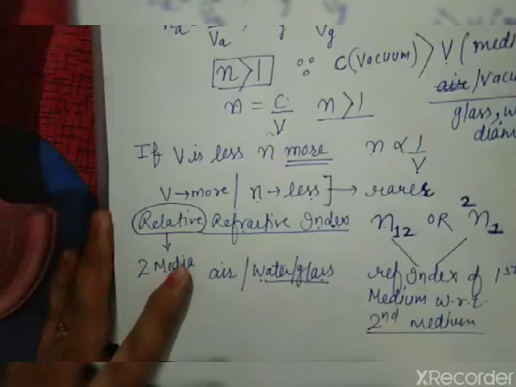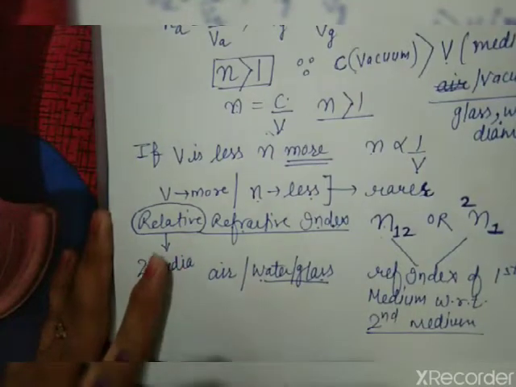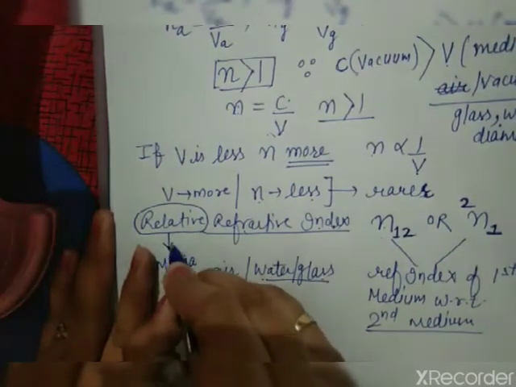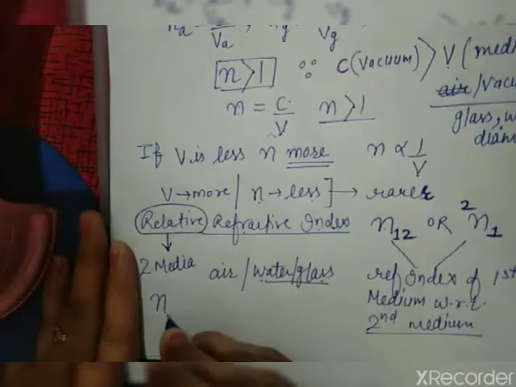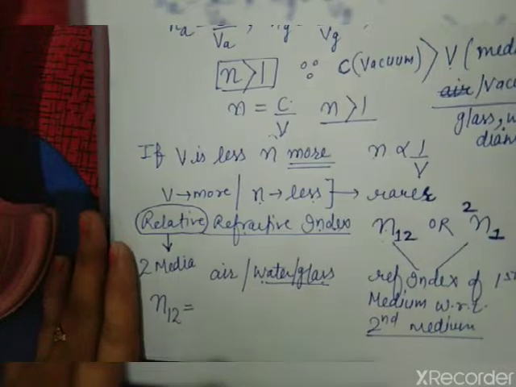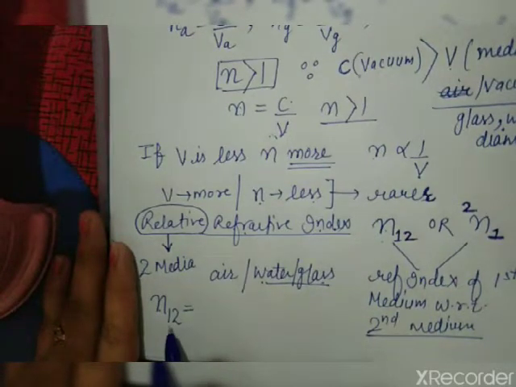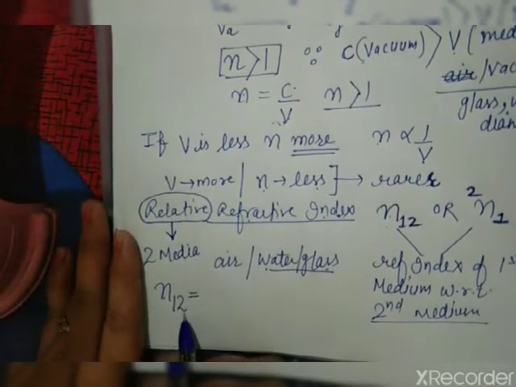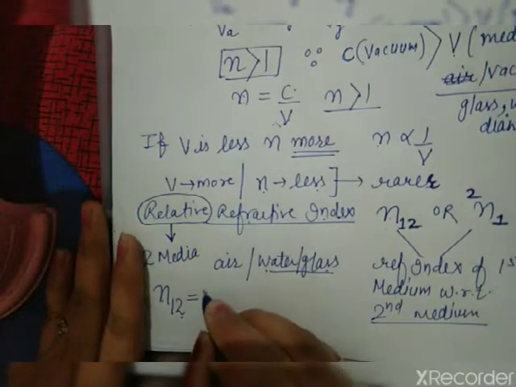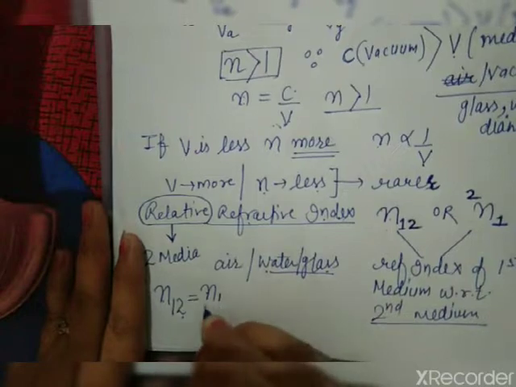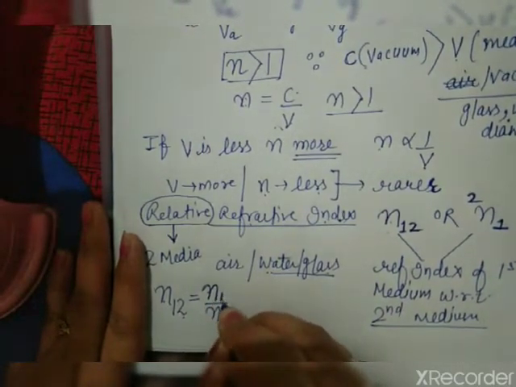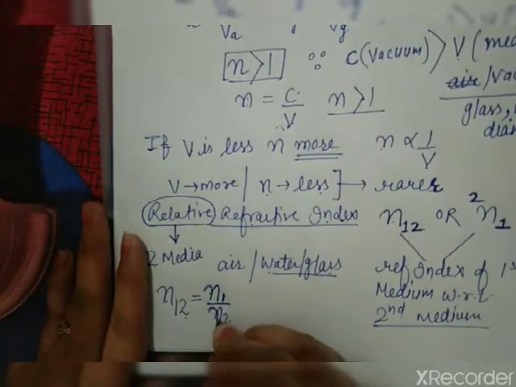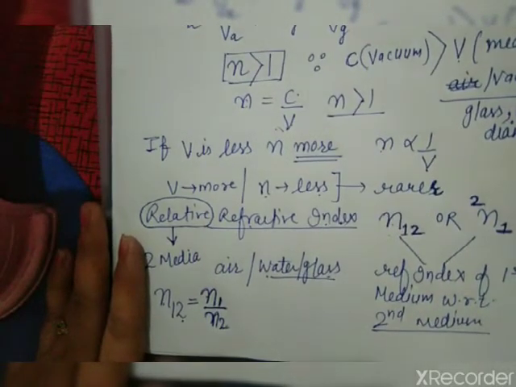Speed of light changes, and it is indicated by a term, that is relative refractive index, that is represented by n12. That is relative refractive index of the first medium with respect to the second medium, that is given by ratio of n1 by n2. That is absolute refractive index of the first medium to the absolute refractive index of the second medium.